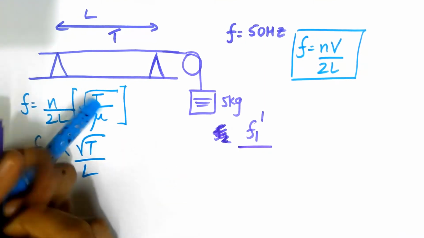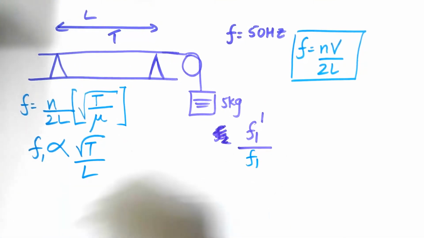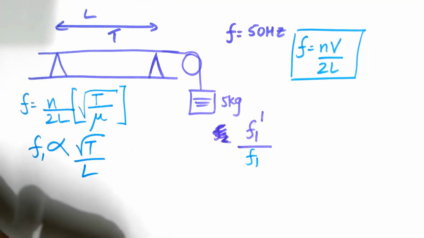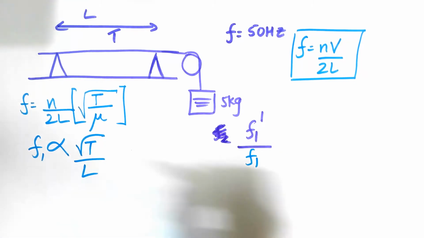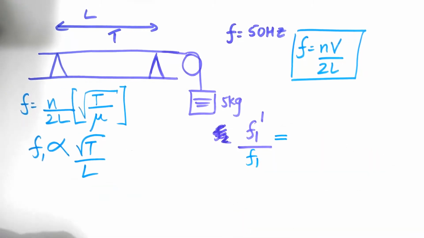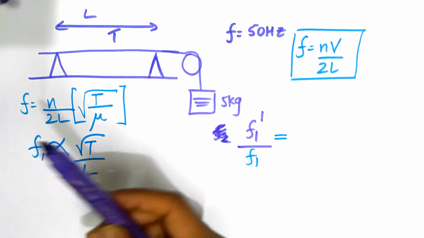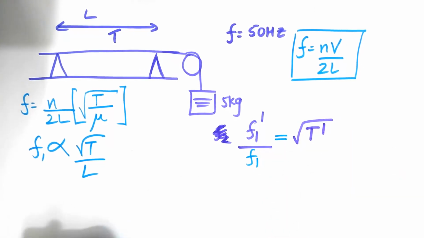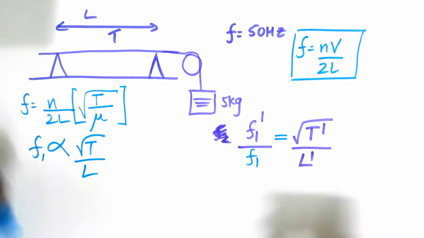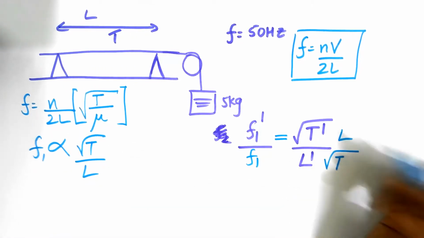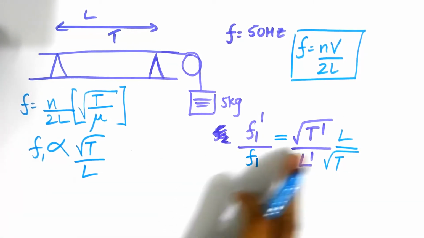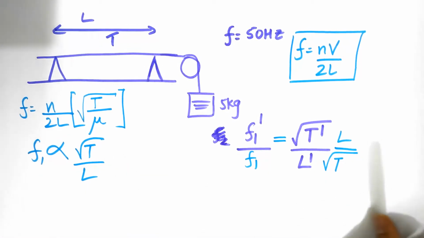Divided by F1, this is the old fundamental frequency, the fundamental frequency of this one. I'm sorry for the color mismatch. Anyways, that has to be equal to, by proportionality, root T dash, that's the new tension, divided by L dash, that's the new length, multiplied by L over root T. I hope you were able to get this. Frequency is proportional to the root of tension and it's inversely proportional to the length. With this, we can get it.